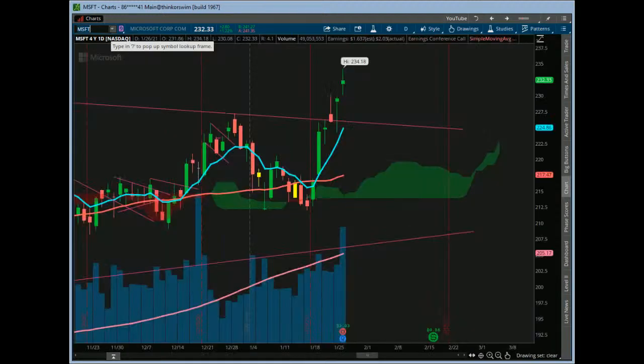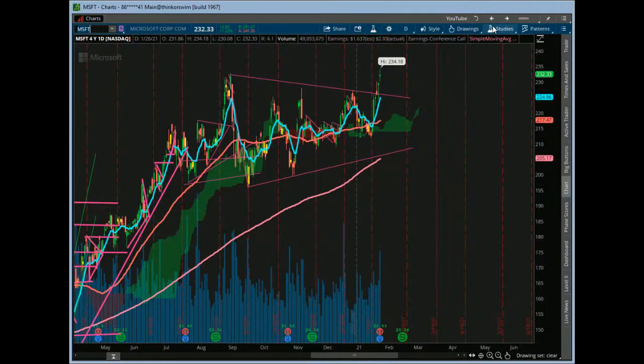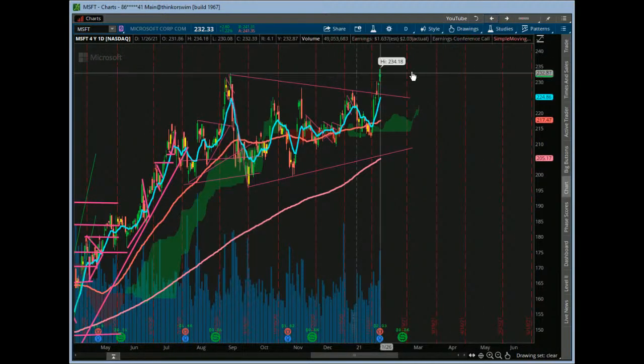So Microsoft, Mr. Softy, a big beat on earnings on this one. Pretty incredible stuff, right? Fresh highs on this one and a big push after hours. So let's see how it holds these levels, see if we can get above the after hours high tomorrow for a gap and go. So definitely one to keep on the radar tomorrow.